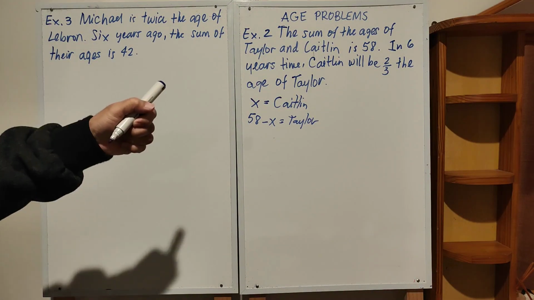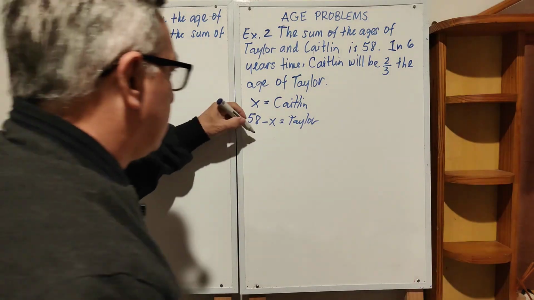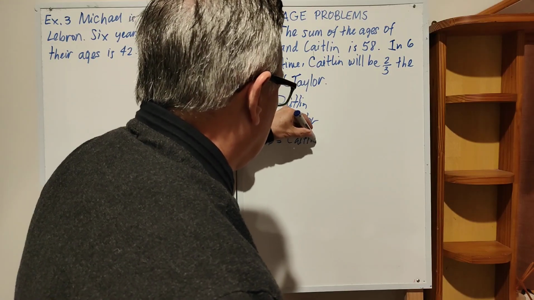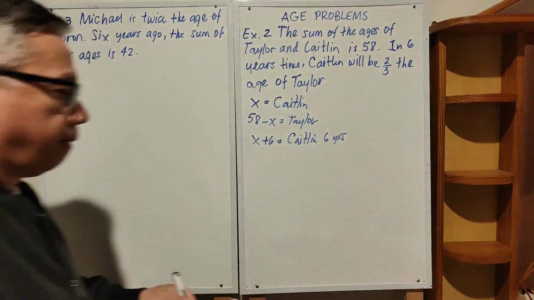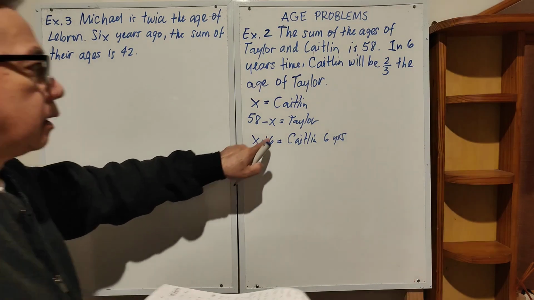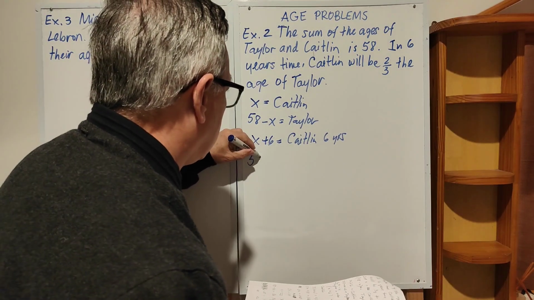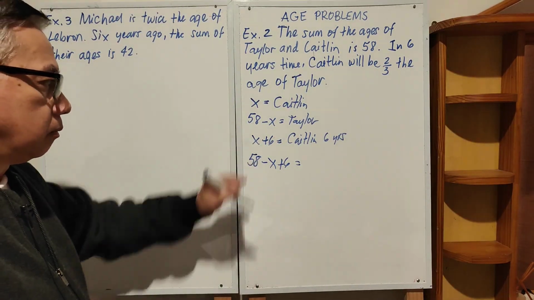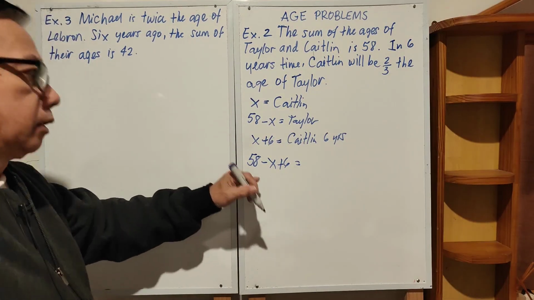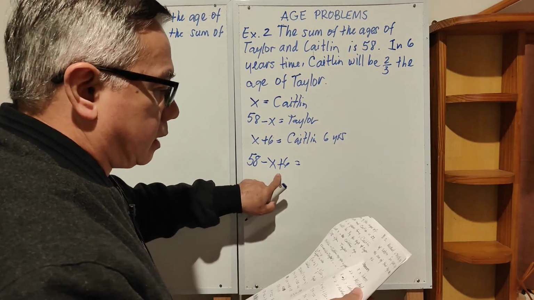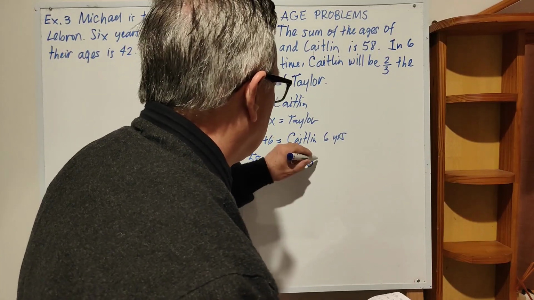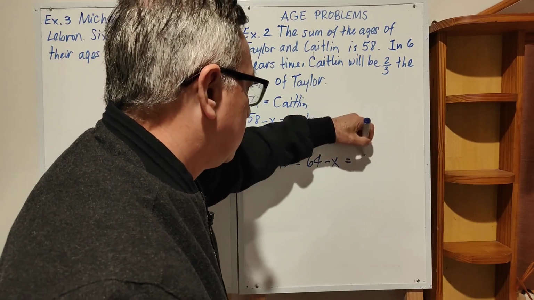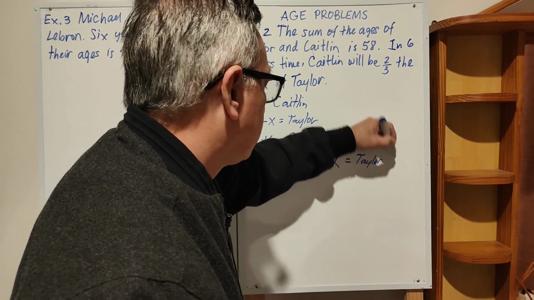Now, it says in 6 years' time, so Caitlin will be x plus 6. Taylor in 6 years will be 58 minus x plus 6. You have to add 6 to both of them because they will grow at the same time. So 58 plus 6 is 64 minus x. This will be Taylor after 6 years.